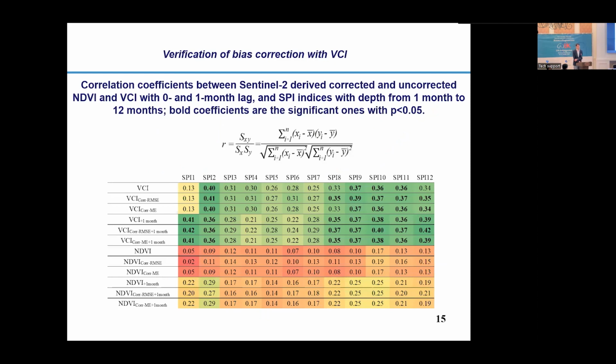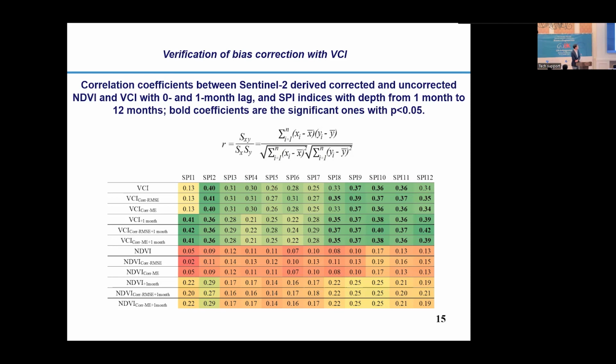Затем необходимо было сопоставить эти результаты с метеоданными. Для этого был использован индекс SPI. Здесь перед вами значения коэффициента корреляции между SPI, VCI и NDVI. Важно понимать, что чем выше коэффициент корреляции, тем больше один показатель реагирует на изменение другого.